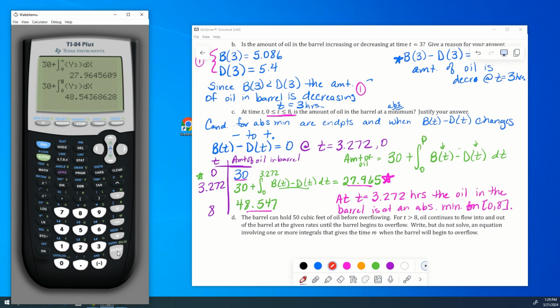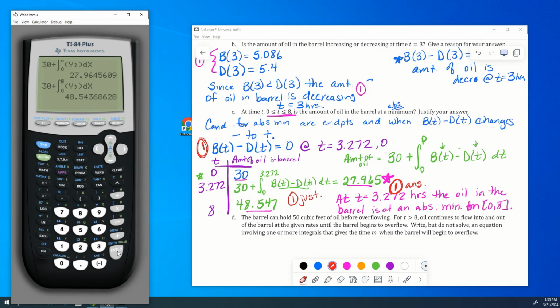So number one, this is kind of hard to understand, but you had to have all this stuff here. So did you consider B of T minus D of T? Did you know to do that? And then really they say answer. Did you get this answer? But you have to have the justification. So it's the answer and then 1 for the justification.